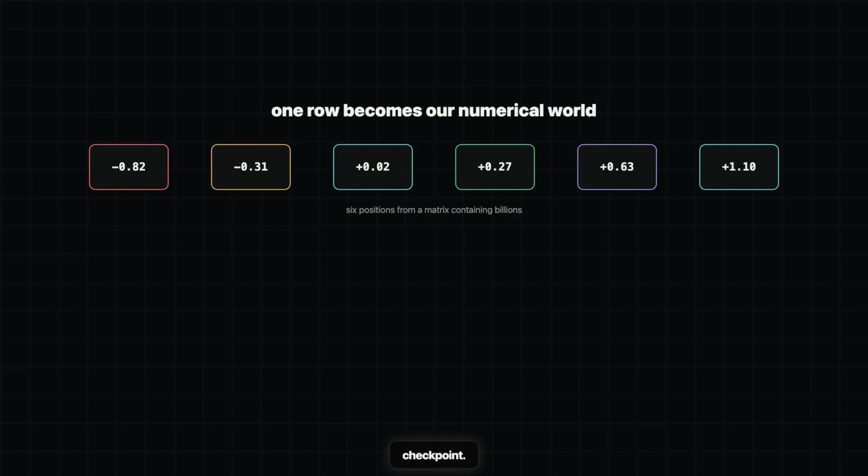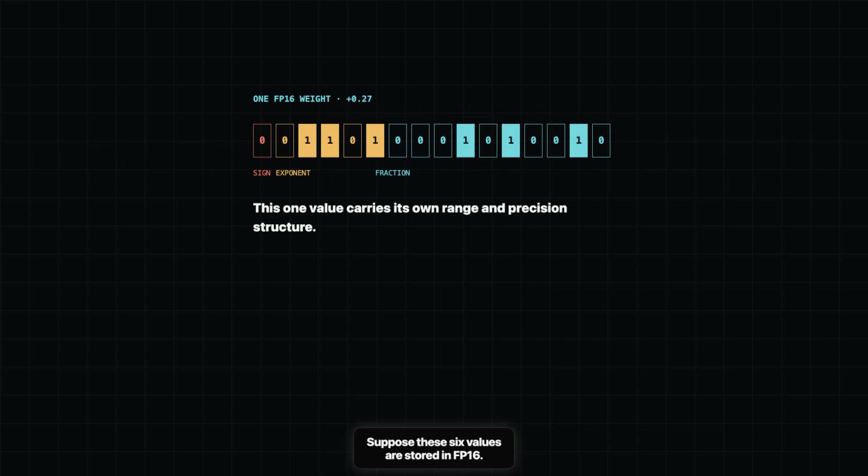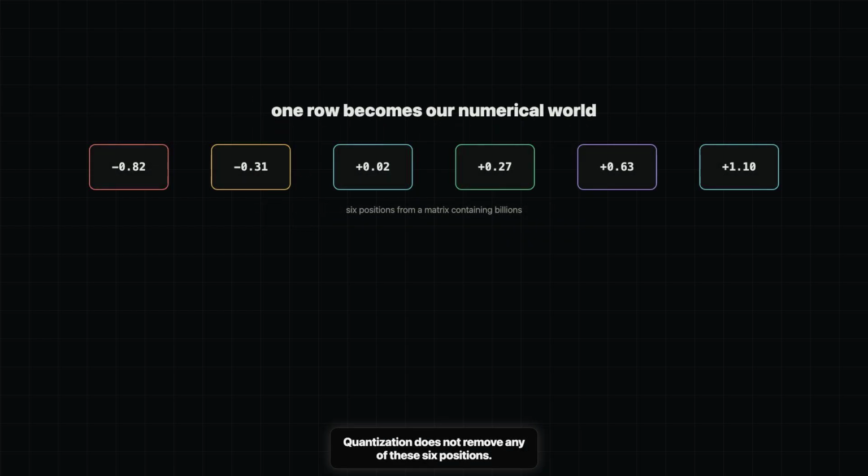Zoom into one tiny weight tensor, and the enormous model becomes an ordinary row of 6 learned values. Suppose these 6 values are stored in FP16. Each position receives 16 bits, for 96 bits in total. Quantization does not remove any of these 6 positions. It changes how each value is represented. To see how, we first need to replace the continuous number line with a small set of allowed landing points.